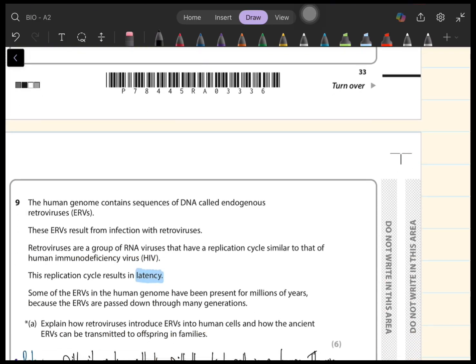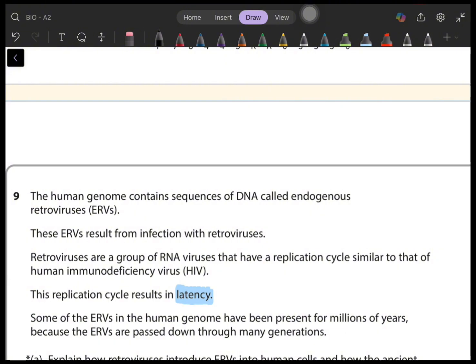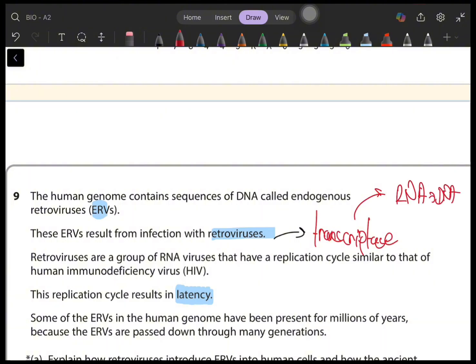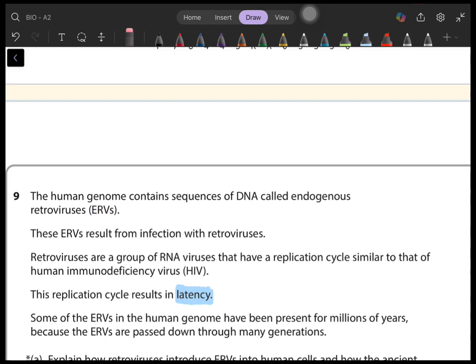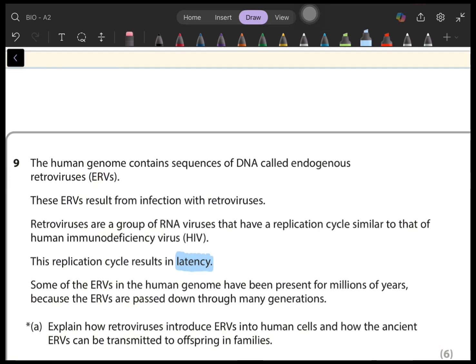Last question of this paper. The human genome contains sequences of DNA called endogenous retroviruses, ERVs. The ERVs result from infection with retroviruses. So what are these retroviruses? They have the enzyme reverse transcriptase, and the function of this enzyme is to convert RNA to DNA. Retroviruses are a group of RNA viruses that have replication cycles similar to that of HIV, human immunodeficiency virus.